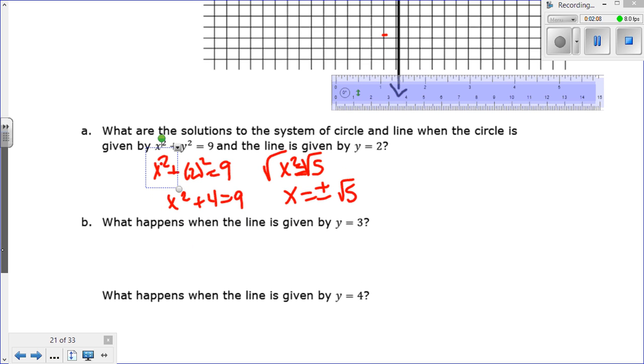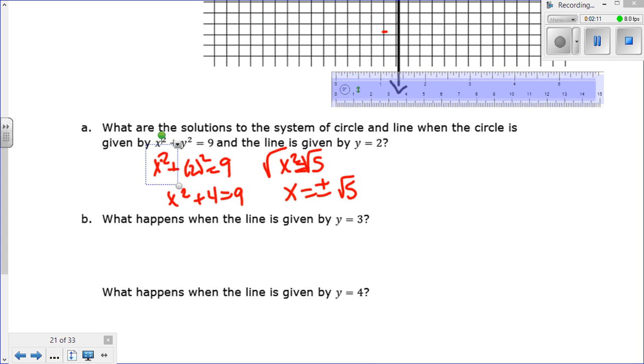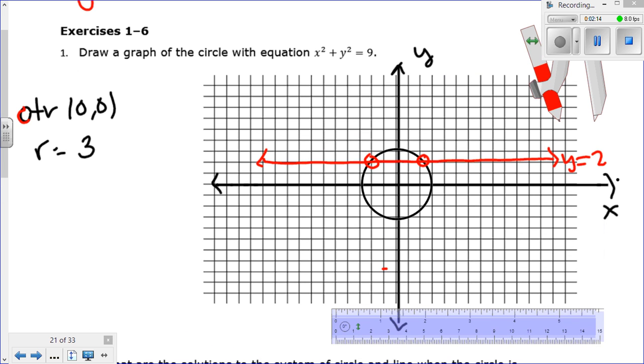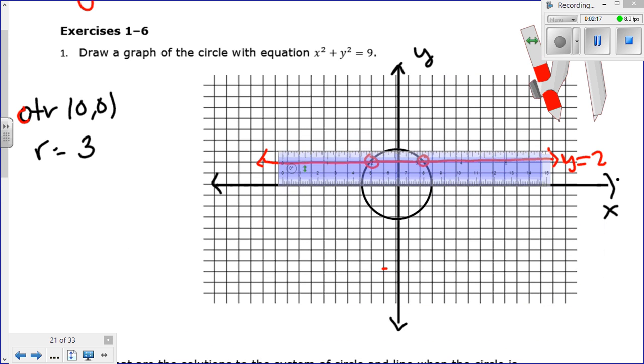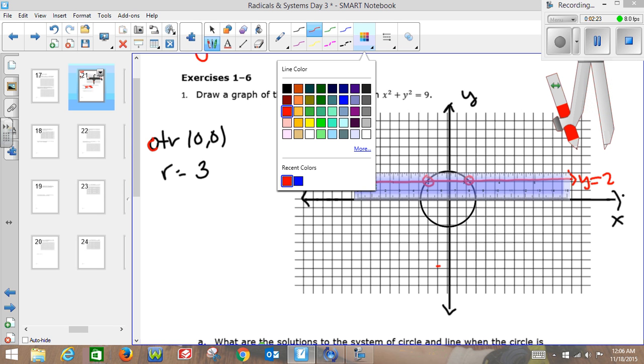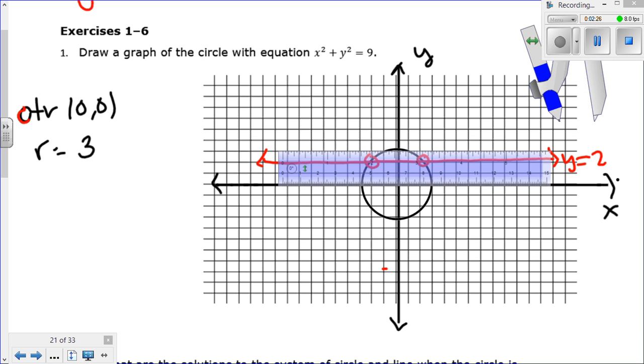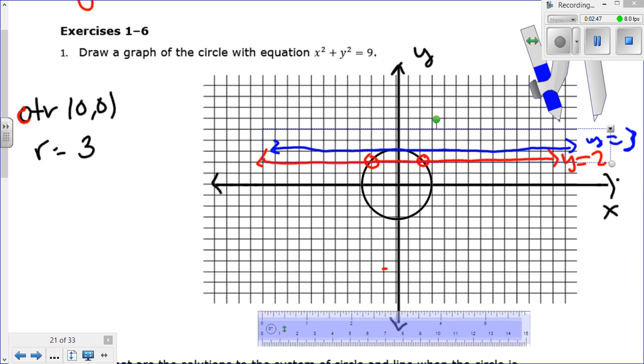And it asks us what happens when the line is given by y equals 3. Well, if I go back up here and I bring my ruler up and change my color real quick, y equals 3 is right here. So I just went up one, and I move the ruler out of the way. You can see that it only crosses at one point right up there.